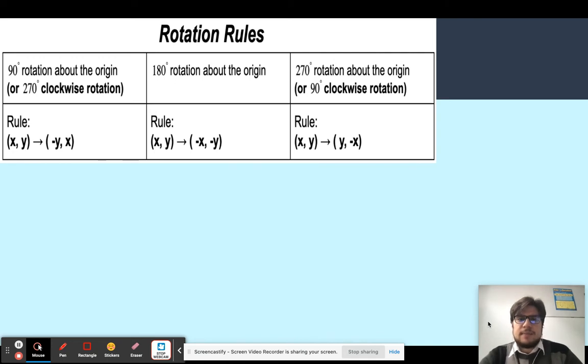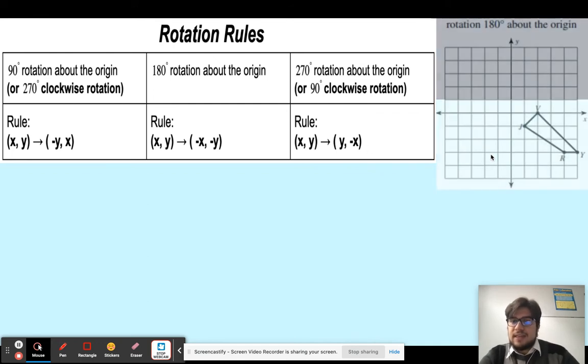Interesting. Okay. And then a 270 degree rotation about the origin, or a 90 degree clockwise rotation, is going to have the rule x comma y becomes y comma negative x. And all we're saying there is we're going to switch those values, right? So the x value now becomes the y value, and then the y value becomes the x value, but we're going to change that sign. That's why we have a negative value there. Okay, and the rotation 180 degrees about the origin is shown here. All we're going to do is just go from x comma y to negative x comma negative y.